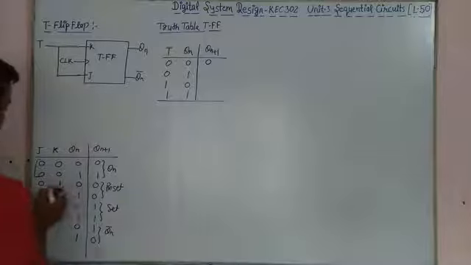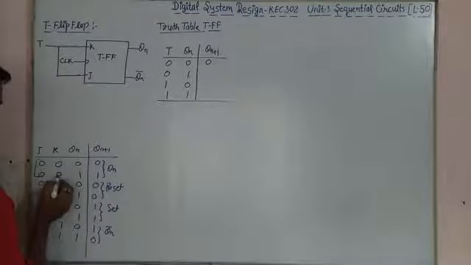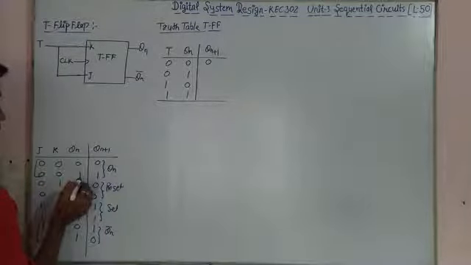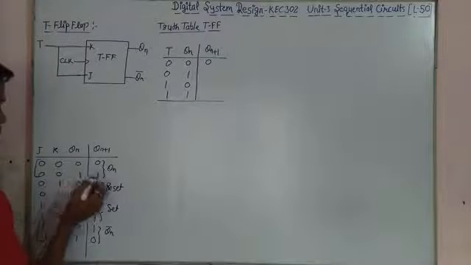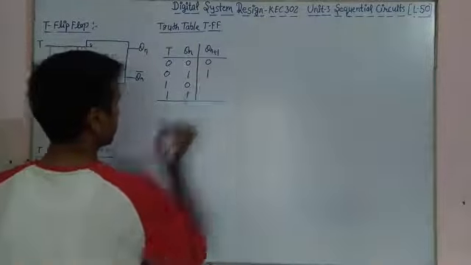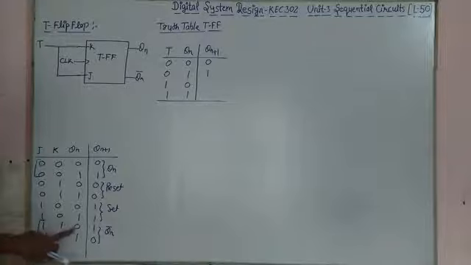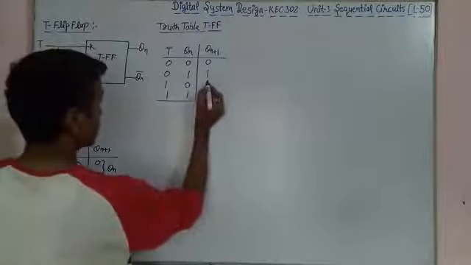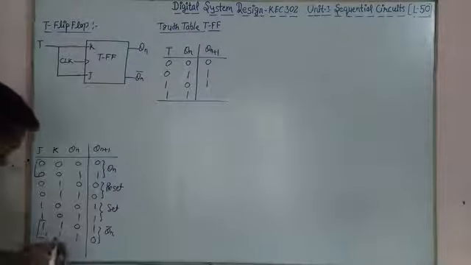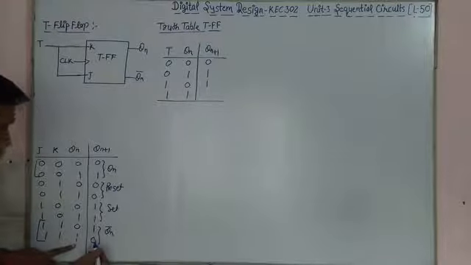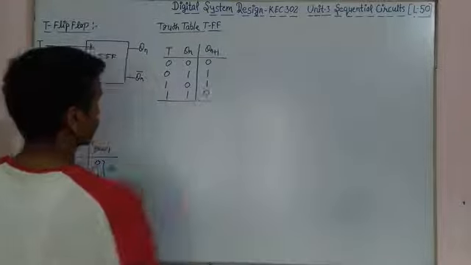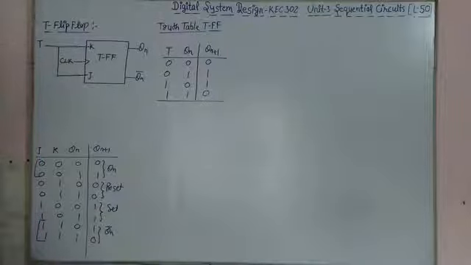For T equal to 0 and Qn equal to 1, the output you get is 1. For T equal to 1 and Qn equal to 0, the output you get is 1. For T equal to 1 and Qn equal to 1, the output you get is 0. So this is the truth table for the T flip-flop.